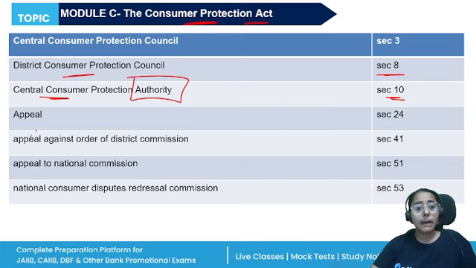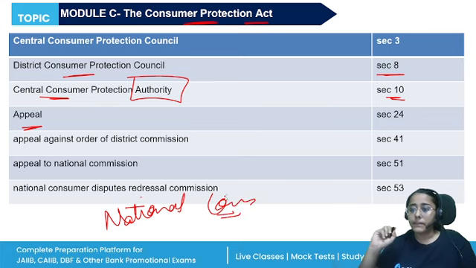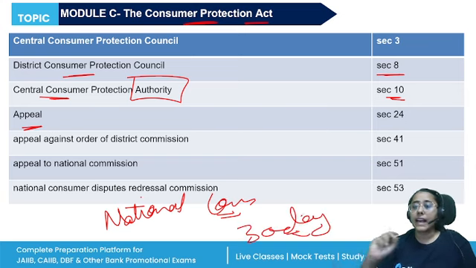Then appeal is given in section 24. If any decision is passed by the authority and any person wants to make an appeal, they can appeal to the National Commission. Any person aggrieved by the order passed by the central authority can make an appeal to the National Commission within a period of 30 days from when they received the copy of the order. Then, appeal can also be made against the order of the District Commission, which is given in section 41.